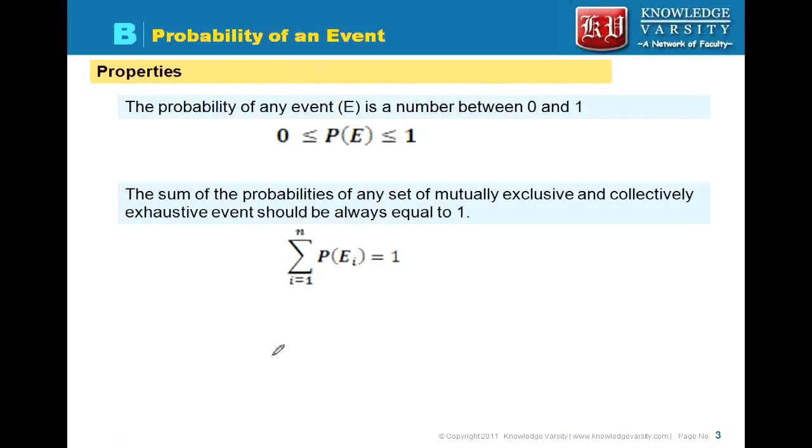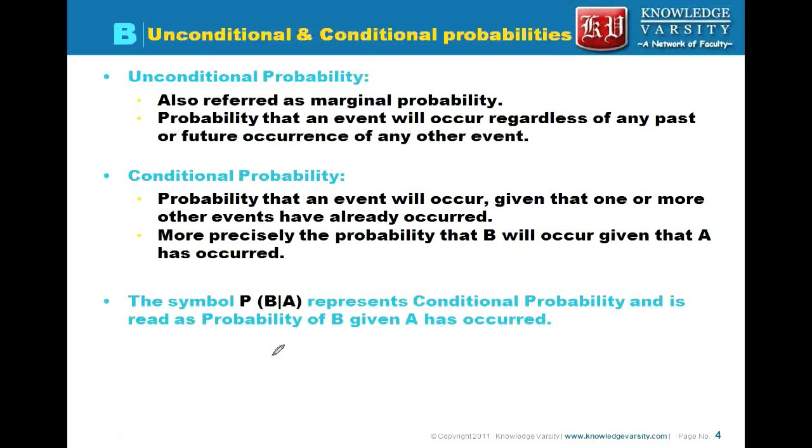Okay, so we have covered the two properties of probability. Now there are some other probabilities we have to cover. One of the probabilities that you will find in many places is called unconditional probability. Now what is unconditional probability? Unconditional probability is also referred to as marginal probability. If anybody asks what the difference between unconditional and marginal is, there is no difference.